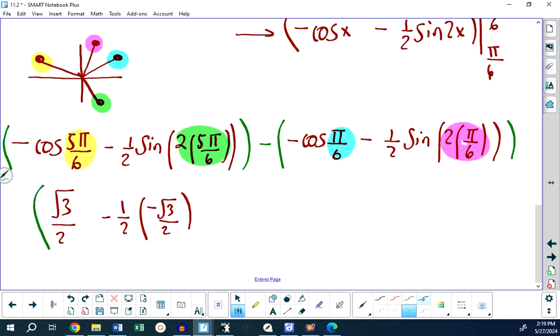We don't need this set of brackets, but I like it for completeness' sake. We do need this next set of brackets. Cosine of pi over 6, cosine is root 3 over 2. Cosine of pi over 6 is root 3 over 2. And it's negative. And then we have minus 1/2 times sine of pi over 3. Well, everything's going to double up here, I think. The pink point, which is the rotation angle pi over 3 to take us to that point, has a sine value, a y-coordinate, of root 3 over 2.